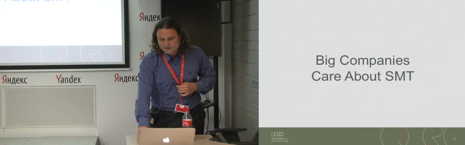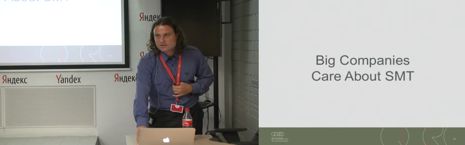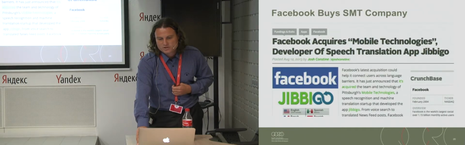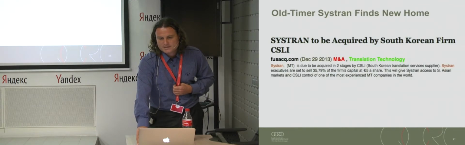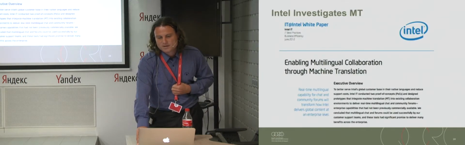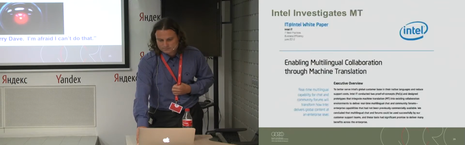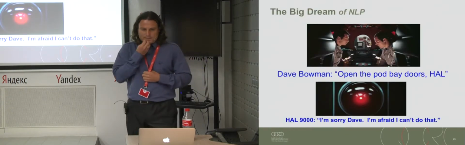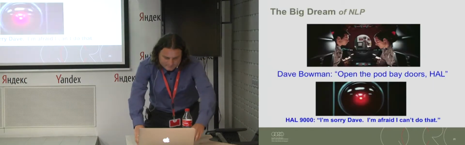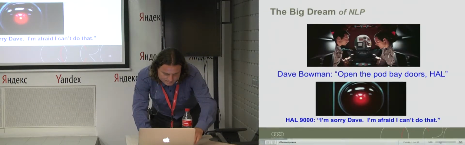Another thing: why do we care about machine translation? Well, it turns out that big companies care about translation. So SDL, Invest, Winebridge, Facebook, Systran has been purchased by a Korean company. eBay starts, Adobe starts looking into this, Intel, and so on. And finally, I have here a slide that is misplaced.